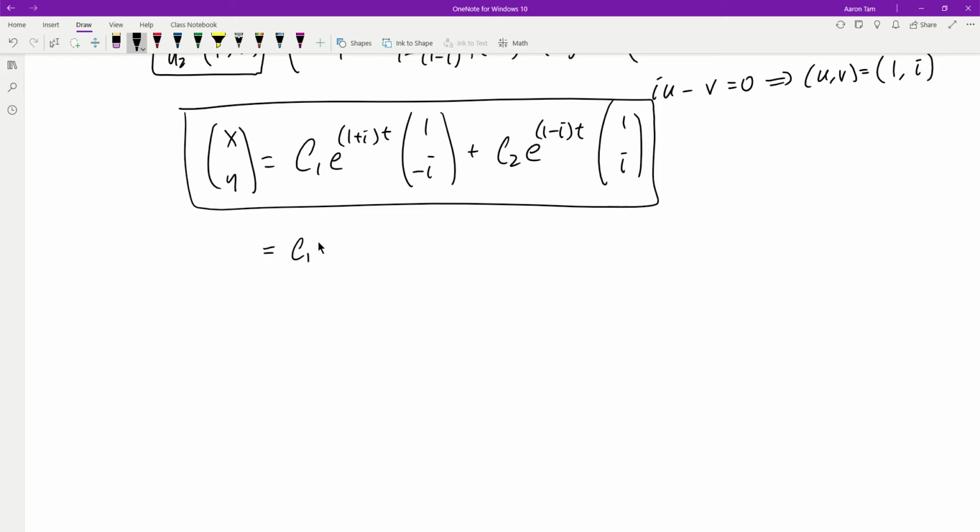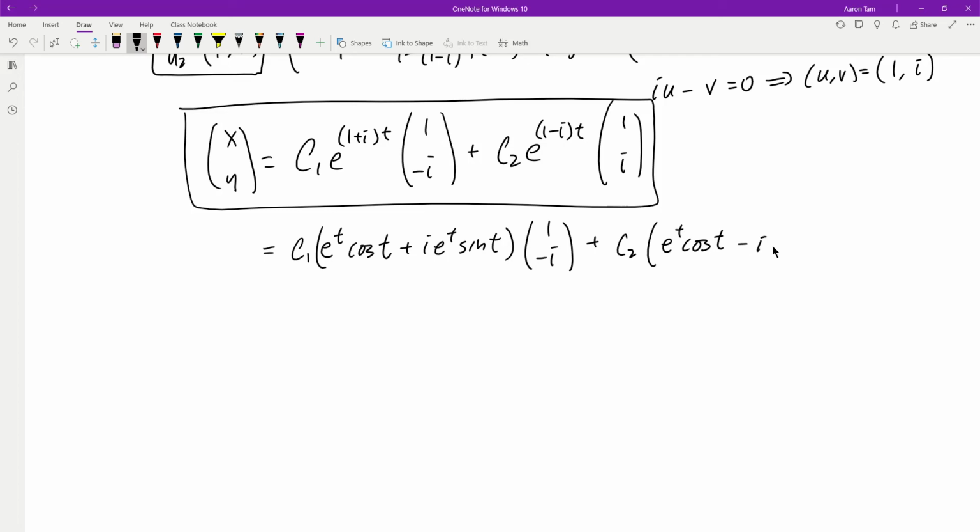C1, e to the 1 plus it would actually turn into e to the t cosine t plus i e to the t sine t. So that's what e to the 1 plus it turns into. And that gets multiplied by 1, negative i, plus C2, e to the 1 minus it would turn into e to the t cosine t minus i e to the t sine t.